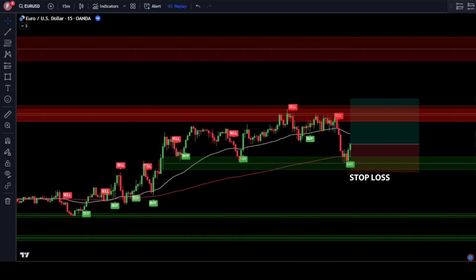Place a stop loss below the bullish order block area. Use a target take profit with a risk and reward ratio of 1 to 1.5.